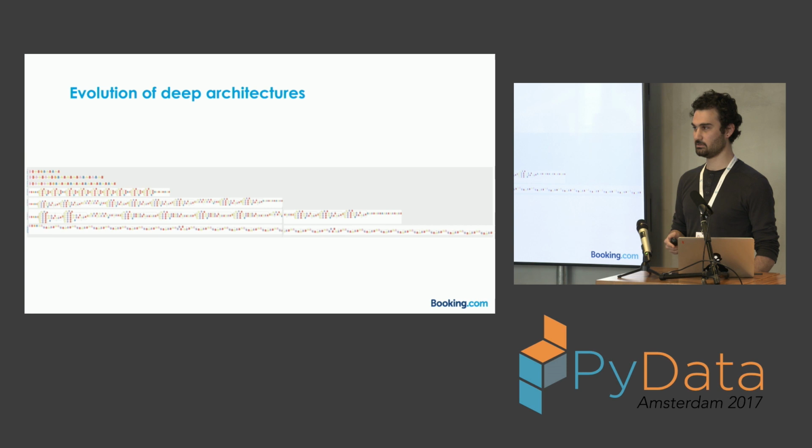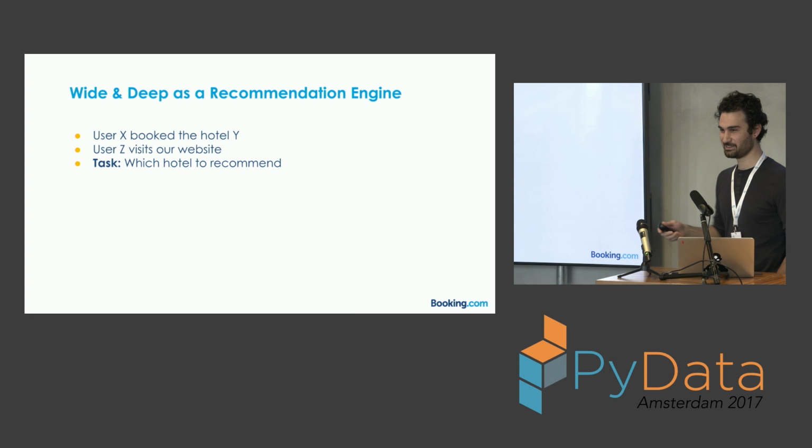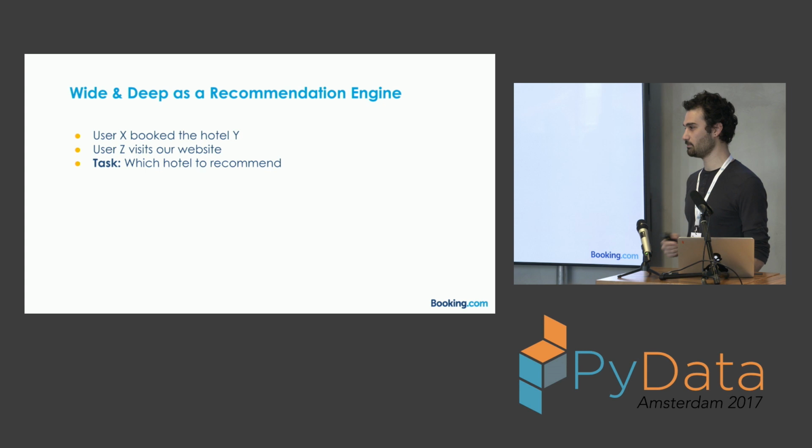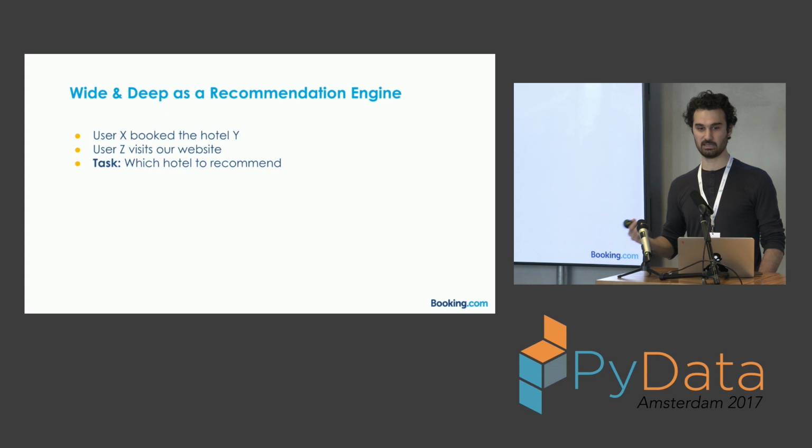Yes, now the images are over. I'm moving very quickly to the next part, where I'm going to talk about how to use deep networks for recommending a hotel or any other action for your users. So we have users coming to our website and booking a hotel. So this is where we get the signal. And then we would like to use this data information to recommend a hotel for the next user.